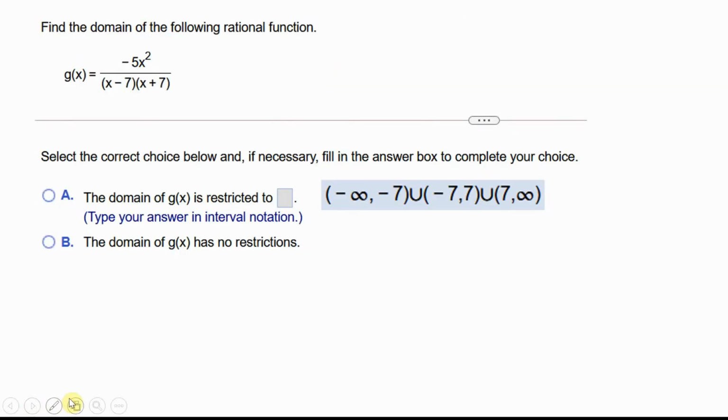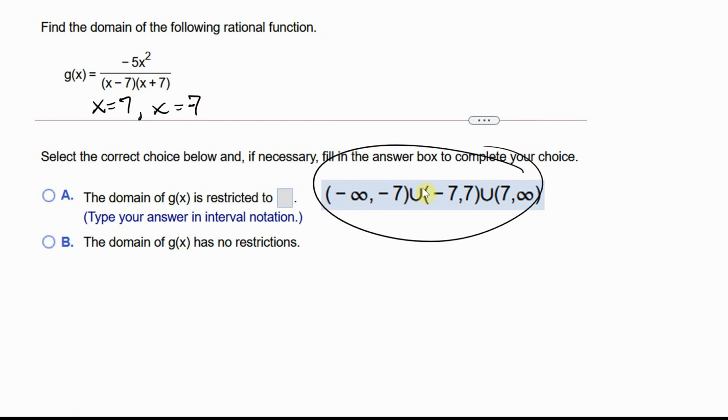Find the domain. Again, set the denominator equal to 0. Solve for x, and you get x equal to 7, x equal to -7. You exclude those values because we cannot divide by 0. And that's how you write your domain.